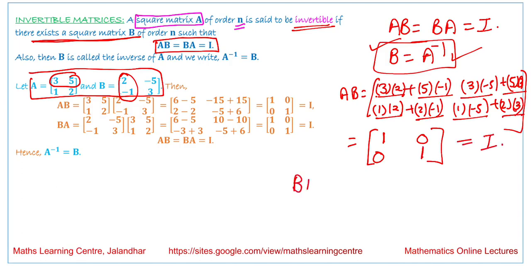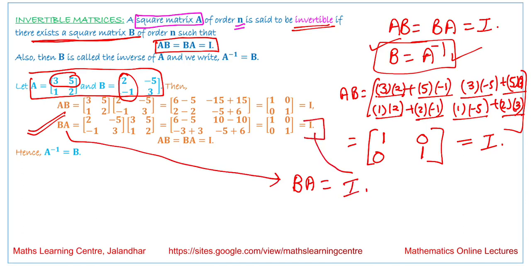Similarly, we will calculate B into A. These calculations are shown over here. If we calculate B into A, the answer we obtain is equal to I. So we are saying that A inverse is equal to B, or B inverse is equal to A. A is the inverse of B, and B is the inverse of A.